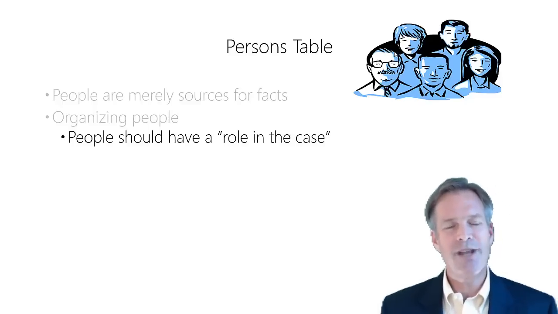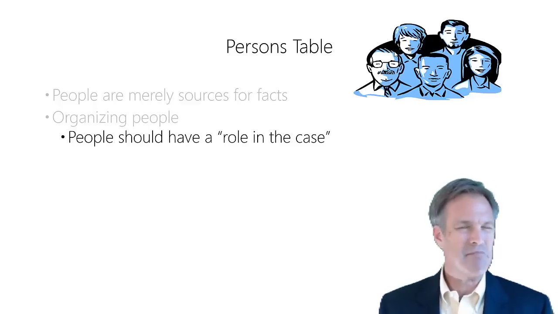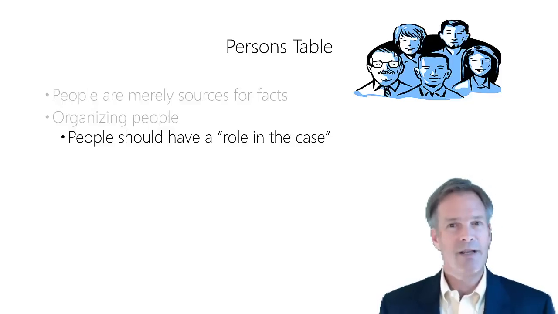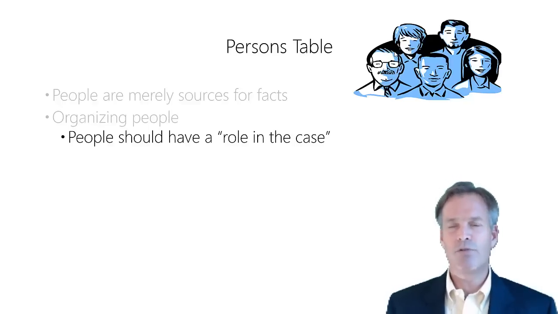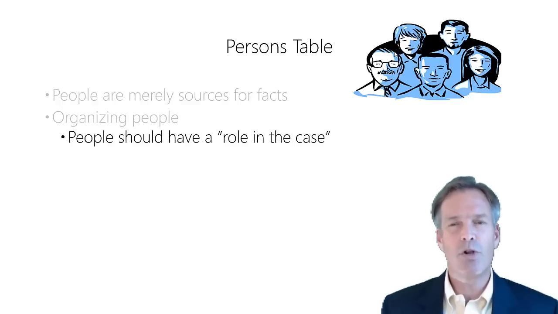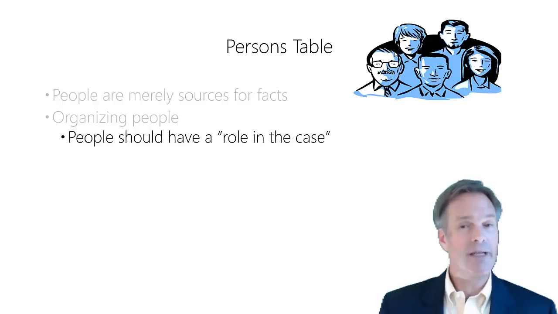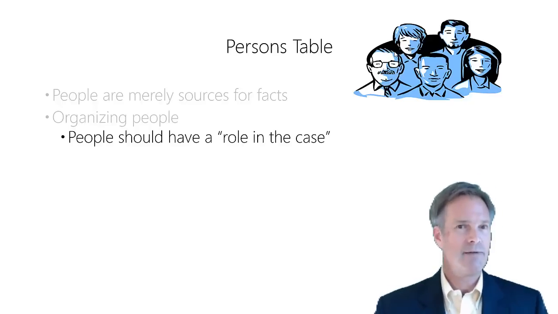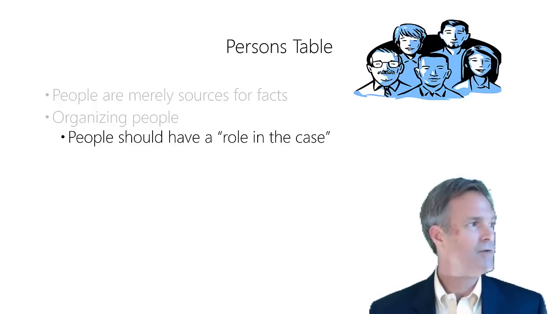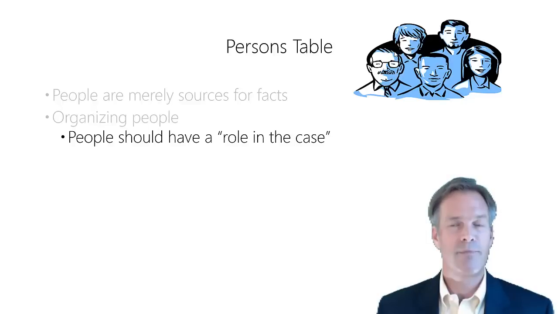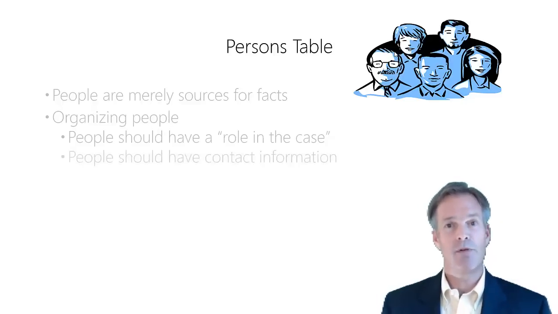Now, I say people should have a, quote, role in the case. They really must have a role in the case. This is the column that justifies their inclusion on the table. If you just threw on a random name, Joe Smith, and you didn't put his role in the case, you'd be wondering, why did I put him on the table? Well, if he happens to be a lawn maintenance man who saw the defendant's car speed, then you'll know when you look at the table why he's on there.